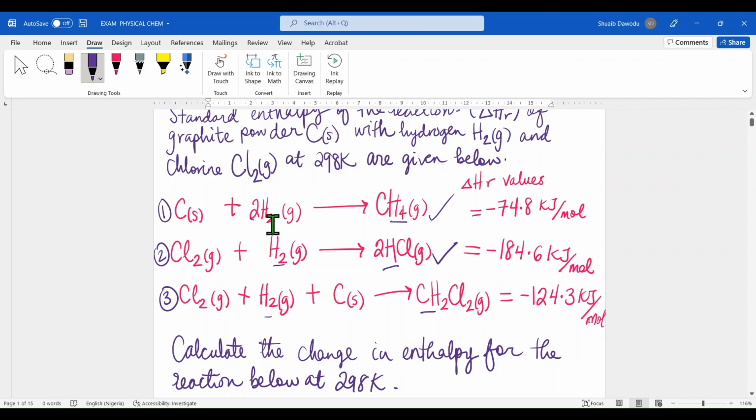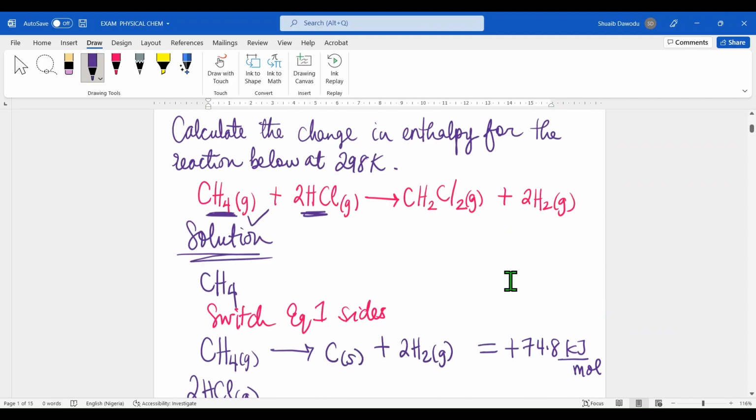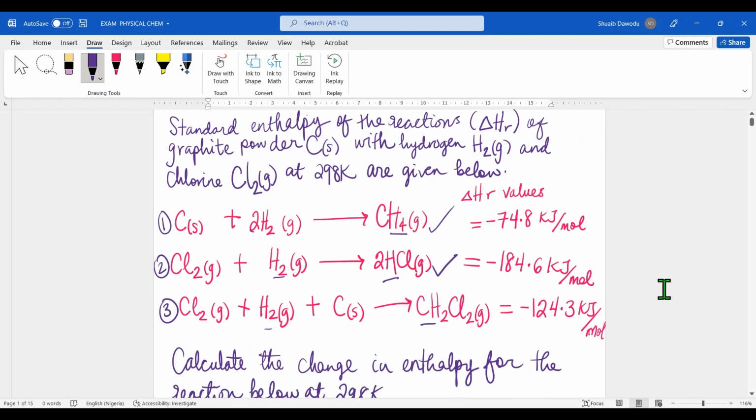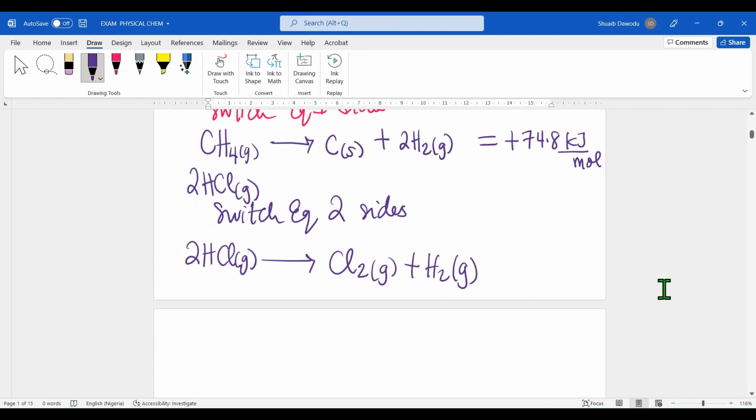When you flip the side or go from reactant to product, know that you're going to change the value from negative to positive. And if it's positive, then you go from positive to negative. So that's how it's done. Now in this case, for equation 2, we have negative 184.6 kilojoule per mole. It becomes positive 184.6 kilojoule per mole. So that's basically the answer to this one.